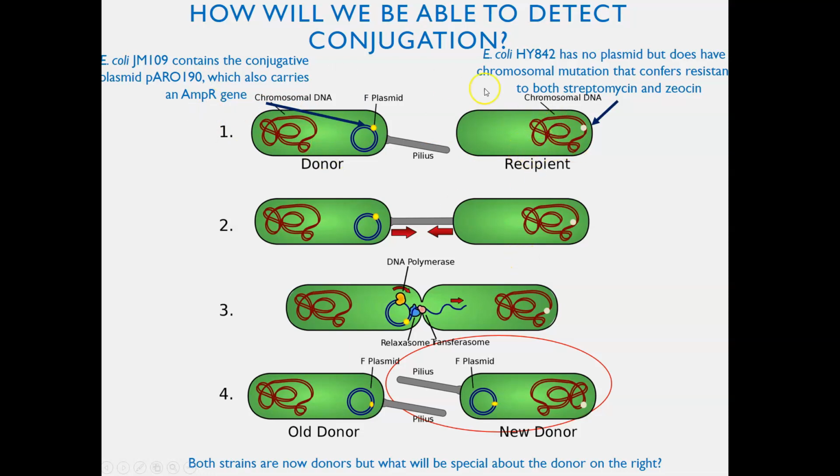Now, if we add both ampicillin and zeaxanthin, the only bacteria that will survive are the ones that initially had that zeaxanthin resistance gene and now have the fertility plasmid that has the ampicillin resistance gene. So in order to select for our transconjugants, we are going to have to treat with 2 antibiotics, in this case ampicillin and zeaxanthin.